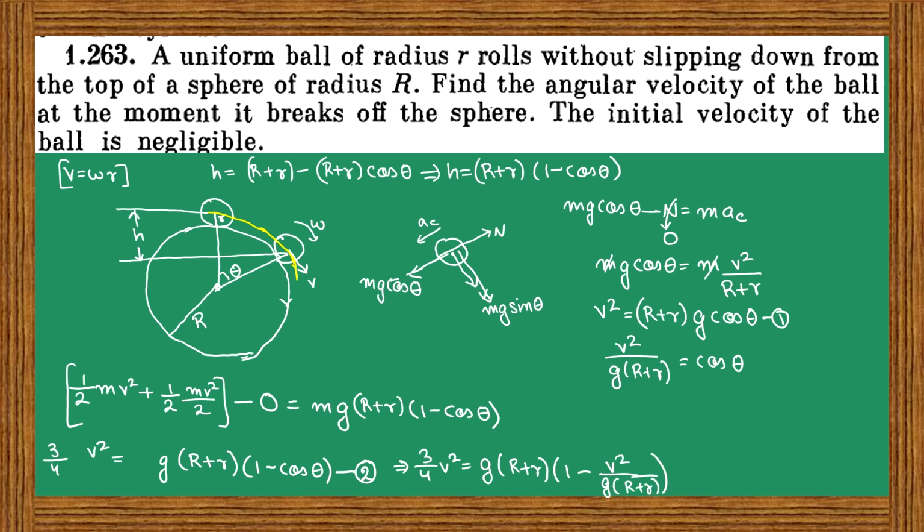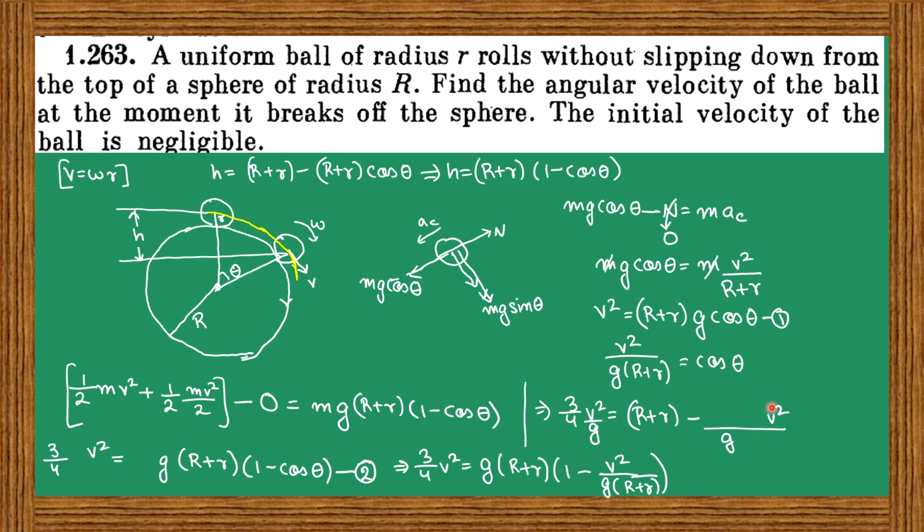Now if I expand this term, it will be 3 by 4 v square is equal to, let me take g common, g outward, v square by g. I'm taking this v to the left hand side. It will be R plus r minus R plus r into v square by g into how much? Capital R plus small r. So this and this will get cancelled.